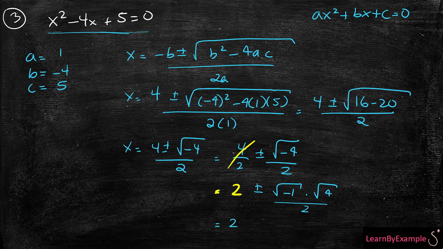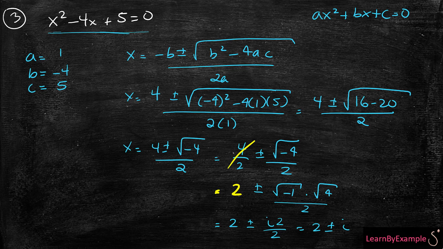So it's equal to 2 plus or minus. Now, the root of negative 1 is an imaginary number, right? So it's I. And the root of 4 is 2. So over 2, right? So therefore, you're going to be left with 2 plus or minus I.